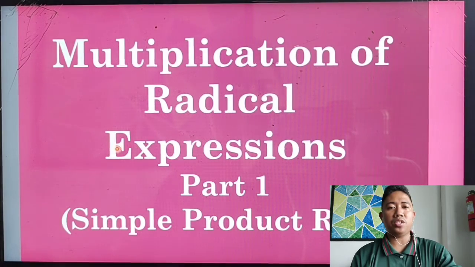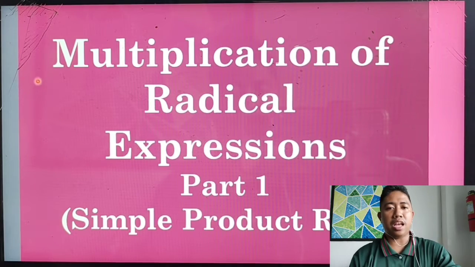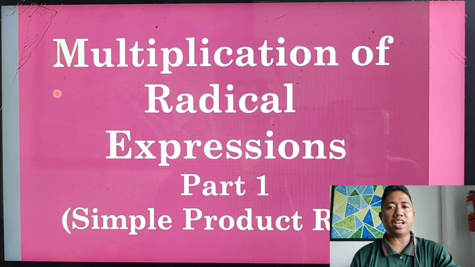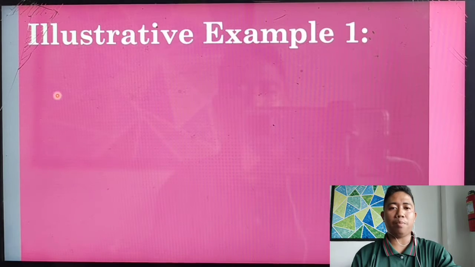So let us discuss the multiplication of radical expressions. This is part 1, in which we apply the simple product rule together with the distributive property. How will we multiply radical expressions? To explain the step-by-step process, here are our illustrative examples. Let us begin with our first illustrative example, number 1.